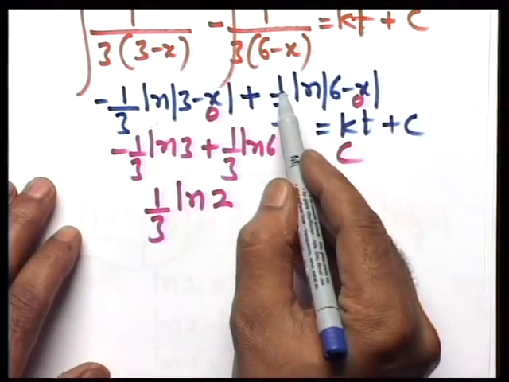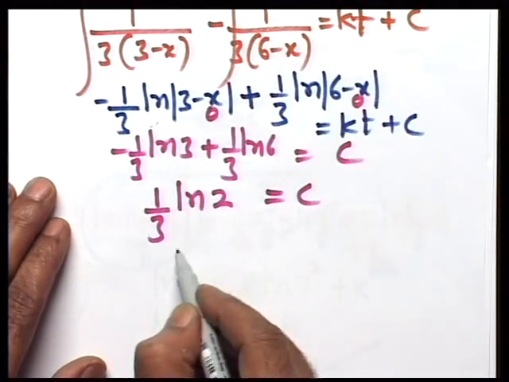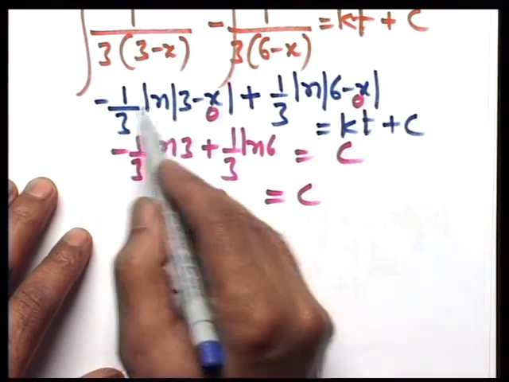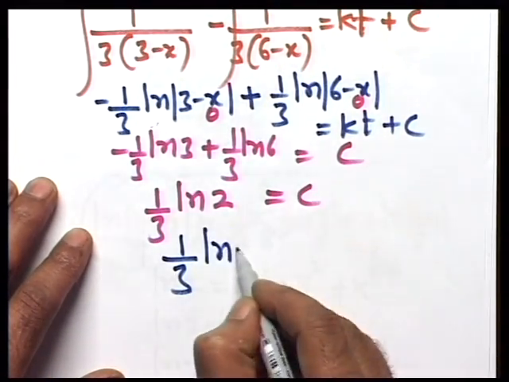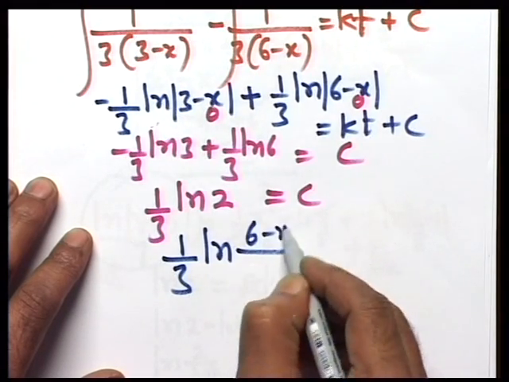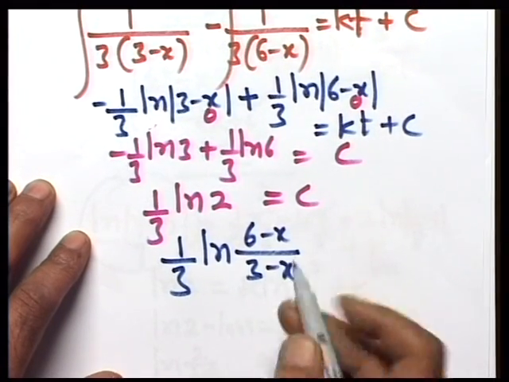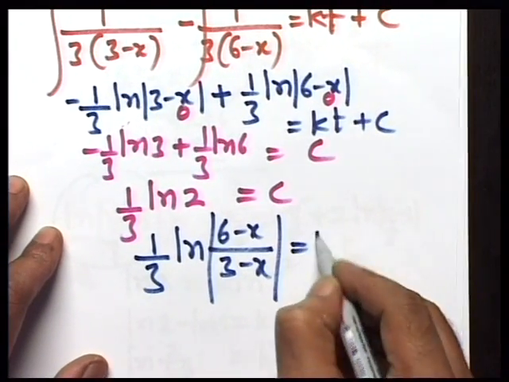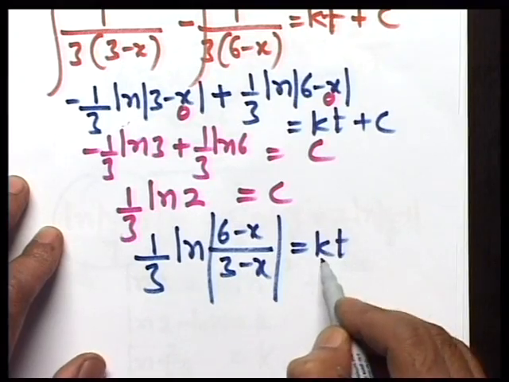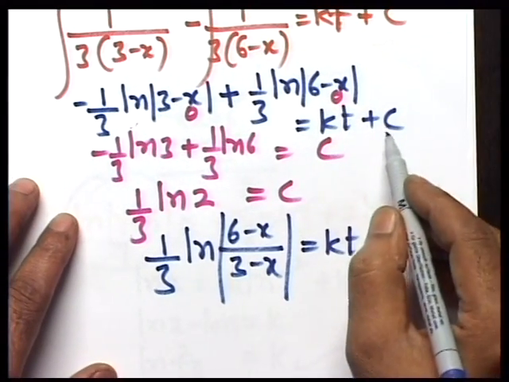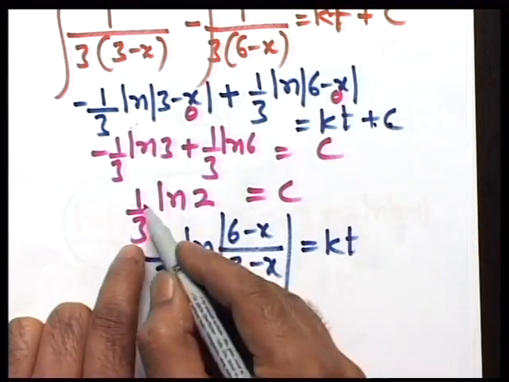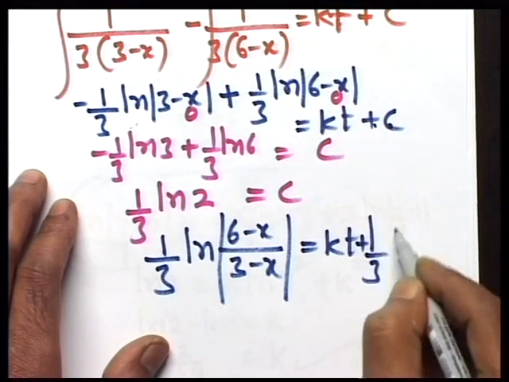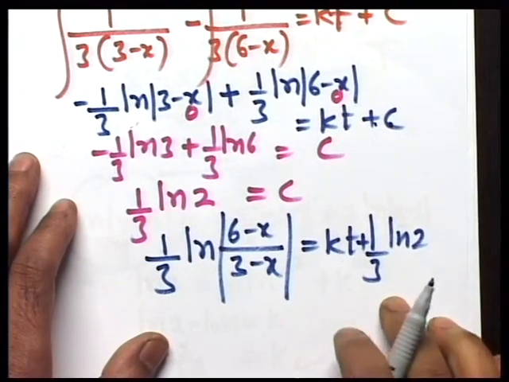If you take 1/3 common, right, 1/3 is common, that becomes ln a minus ln b, so it should be ln, nice fraction there, 6 minus x divided by 3 minus x. That's what you get in modulus, please, left hand side. Right hand side is kt, and we don't know the value of k yet. We need to solve that. Plus c, c is 1/3 natural log 2, so plus 1/3 ln 2. So that's what we have.